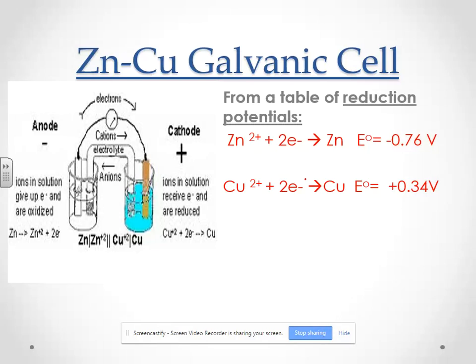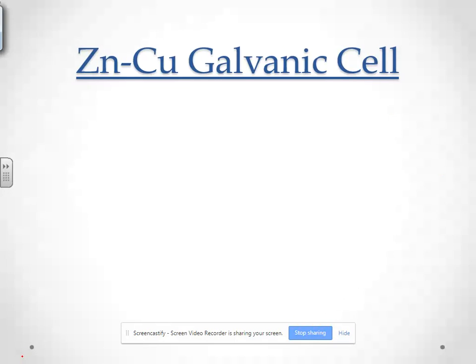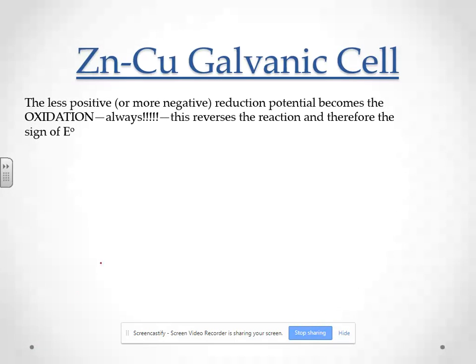One of your half reactions will always be an oxidation, and the other will always be a reduction half reaction as well. We're going to talk about how to do these calculations in just a second. So the less positive, or another way of saying that, the more negative reduction potential is going to need to be flipped around or reversed, and it's going to become your oxidation half reaction. You've got to make sure when you add the two together, one is an oxidation, one is a reduction, and you have to make sure that when you add them together, you get a positive cell potential.